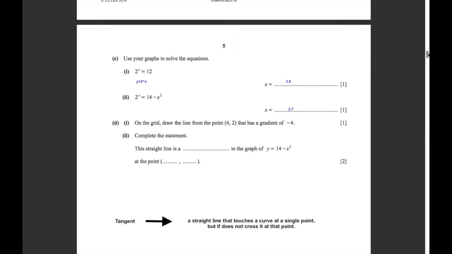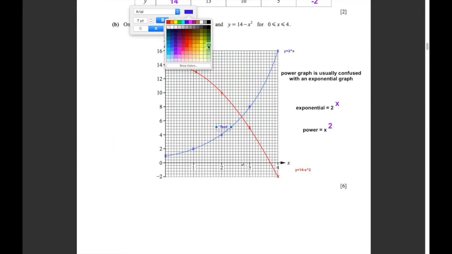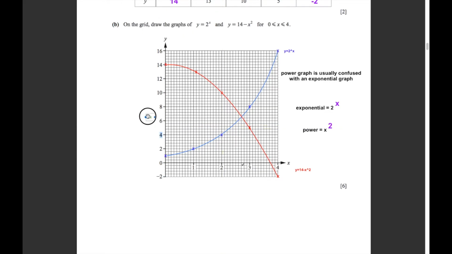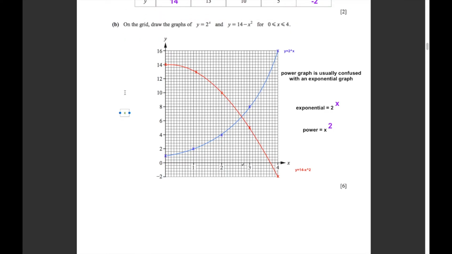Okay, so for part D, on the grid, draw the line from the point (4, 2) that has a gradient of negative 4. Let's find the point (4, 2). Let's make it green, so there's an X. Why is it so small? Whatever, that's fine. It's more precise that way. So 4, and then go up to 2.